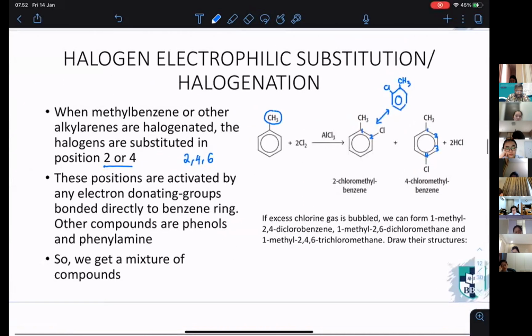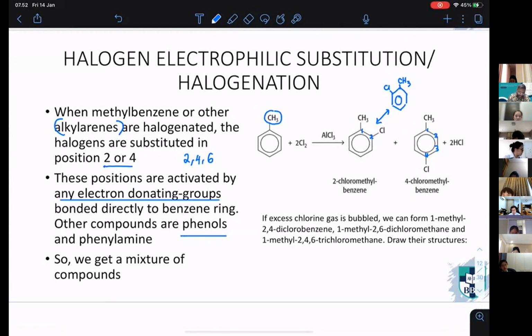But you have to remember that this happens for methyl benzene. These positions are activated by any electron donating group. The first electron donating group that we learn is the alkyl, the alkyl benzene or methyl benzene. But there are other compounds which are electron donating, which we will see later, such as phenol and phenylamine. But do remember, for this chapter, we will focus on methyl benzene and benzene only. So we get a mixture of compounds.